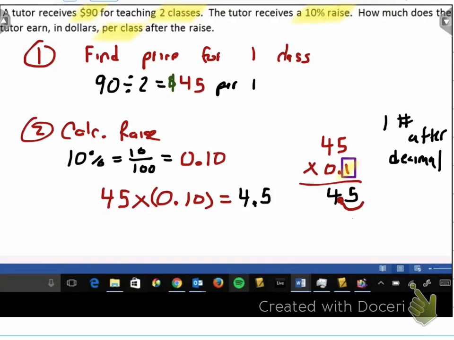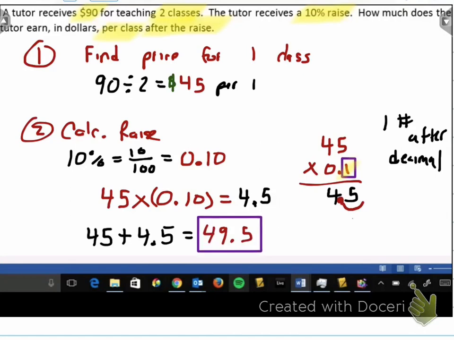Now, a lot of us think that we're done here, but it asks after the raise. So after the raise, I have to do this. 45 plus 4.5, which equals 49.5. Okay? So that's my answer. I'll box it in.